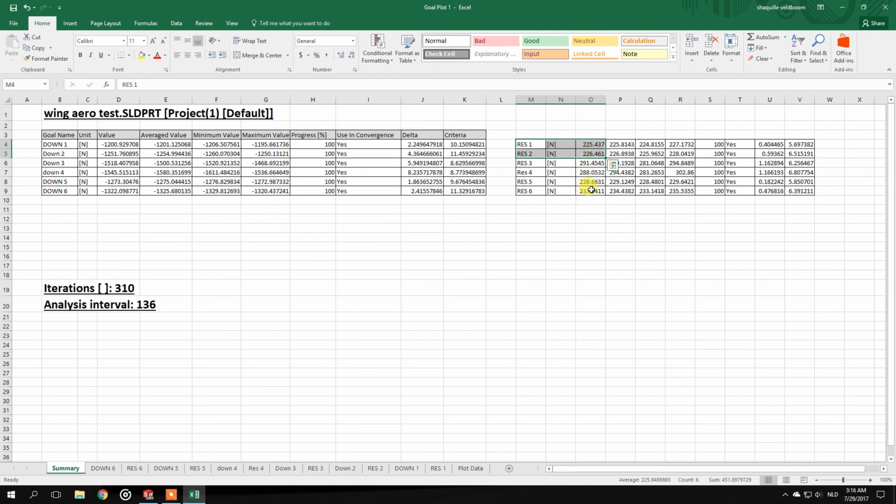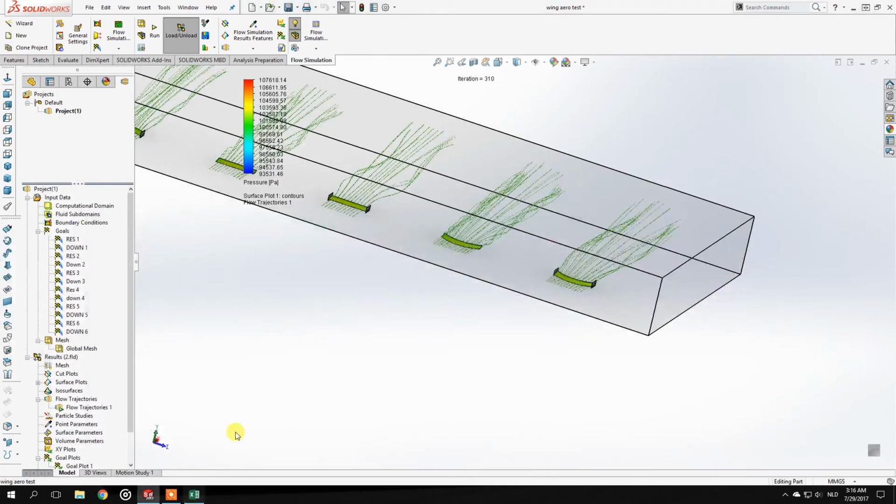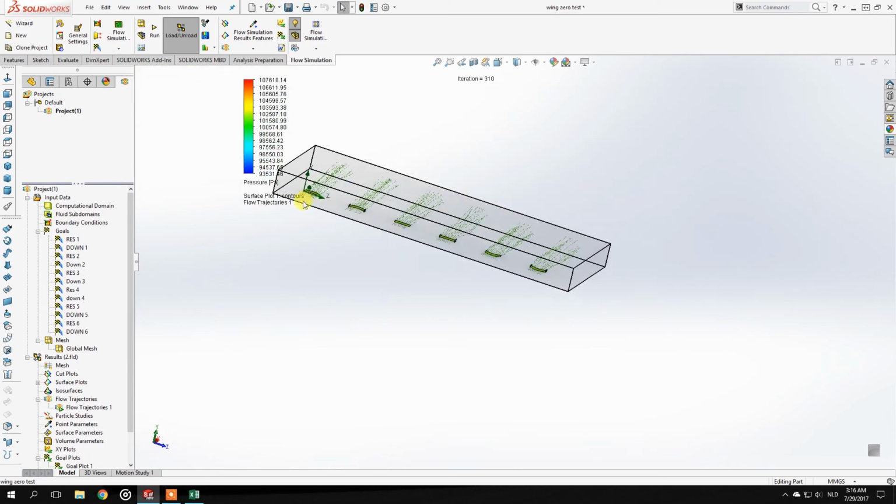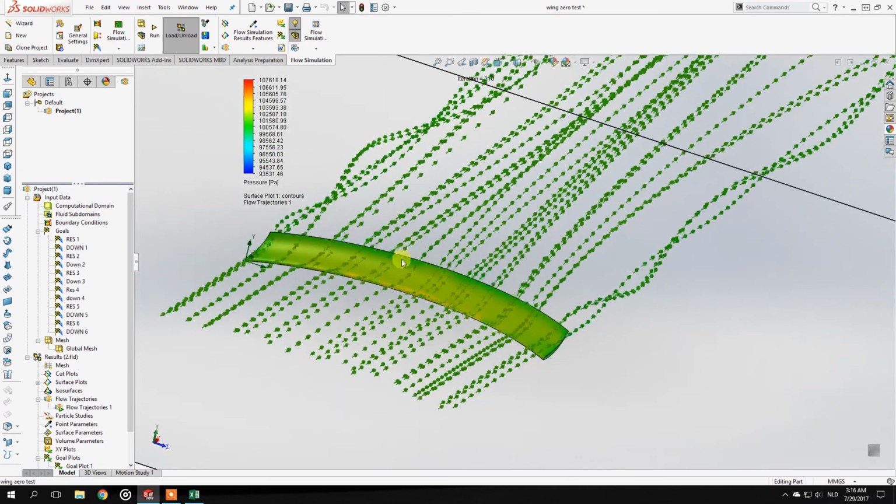So you can see that it is a couple of newtons off, that this one creates a little bit more air resistance than the other one. So that is another thing. And this one does create the biggest amount of air resistance. So yeah, let's go over those results, and we'll see what we can find.